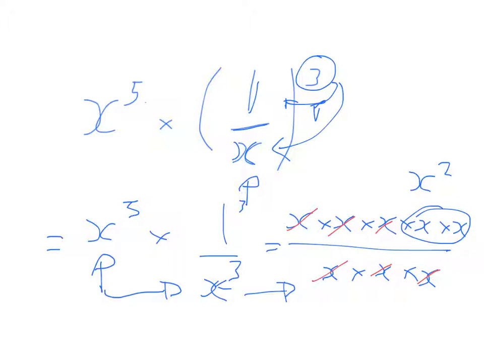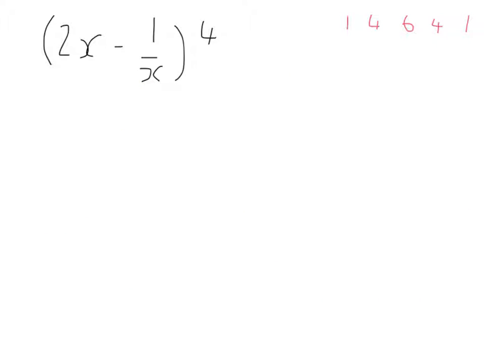So if you have a look at this in action, what it really means is that I simply take away the power from the bottom, take it away from the power on the top. Okay, and that gets us the x squared. So now let's have a look at our problem, which is that.